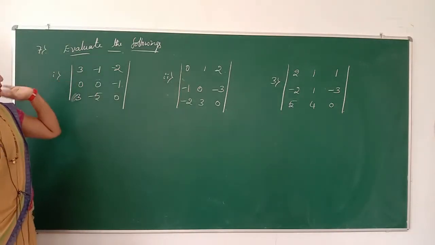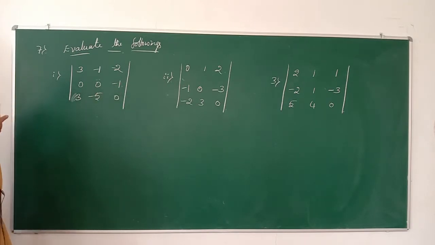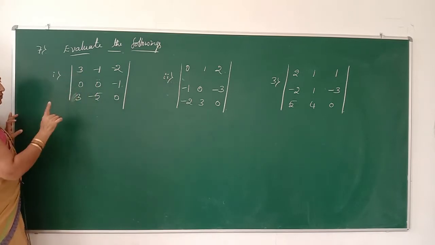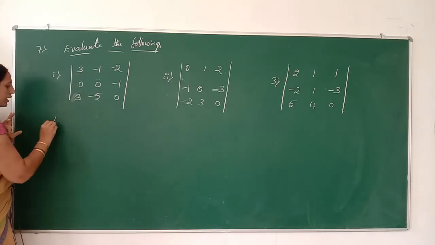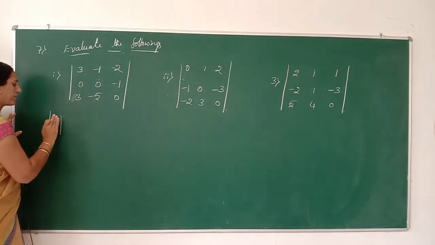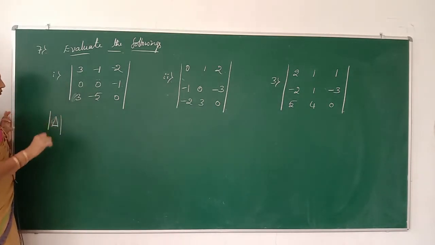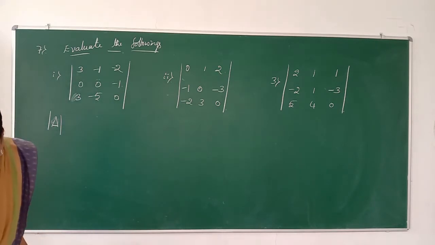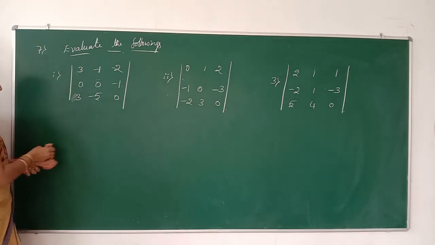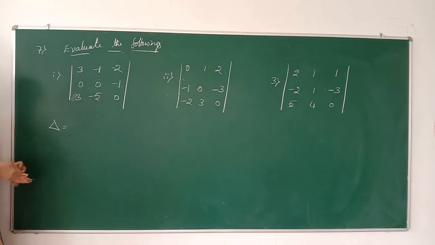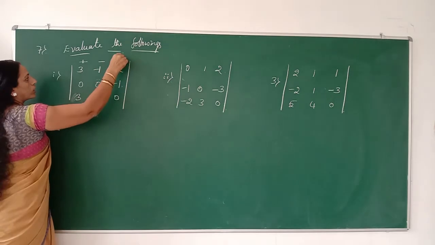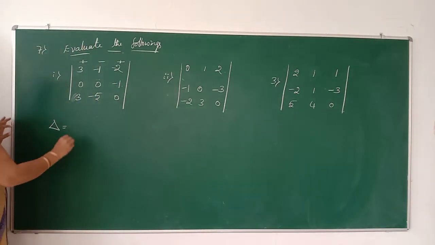Next one, evaluate the following. Again, simplifying some examples. First one: 3, minus 1, minus 2, 0, 0, minus 1, 3, minus 5, 0. Again, first we denote it either as the determinant of A, or by using delta. Suppose we denote it using the symbol A; first we denote the given matrix in the form of A. Otherwise, the value of the determinant can be called delta. So delta is equal to, we choose the elements of the first row, therefore using the alternating signs, plus minus plus 3.